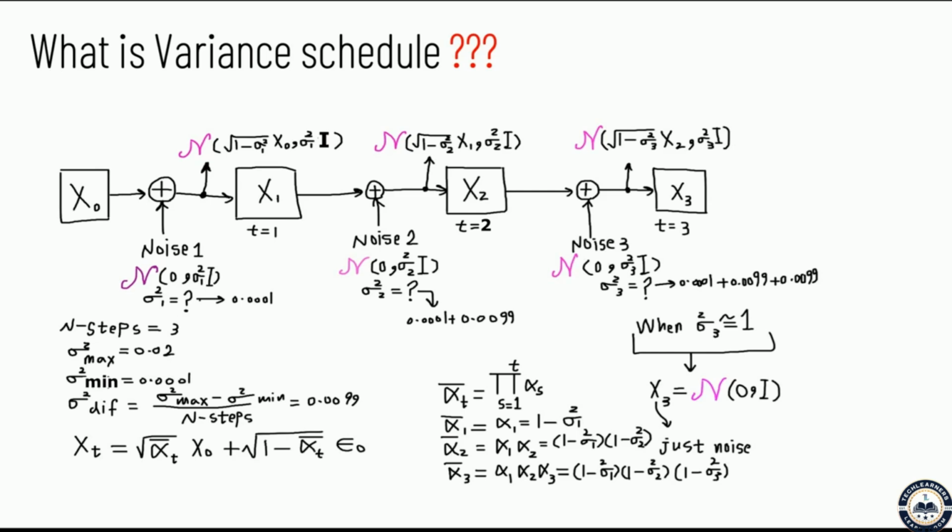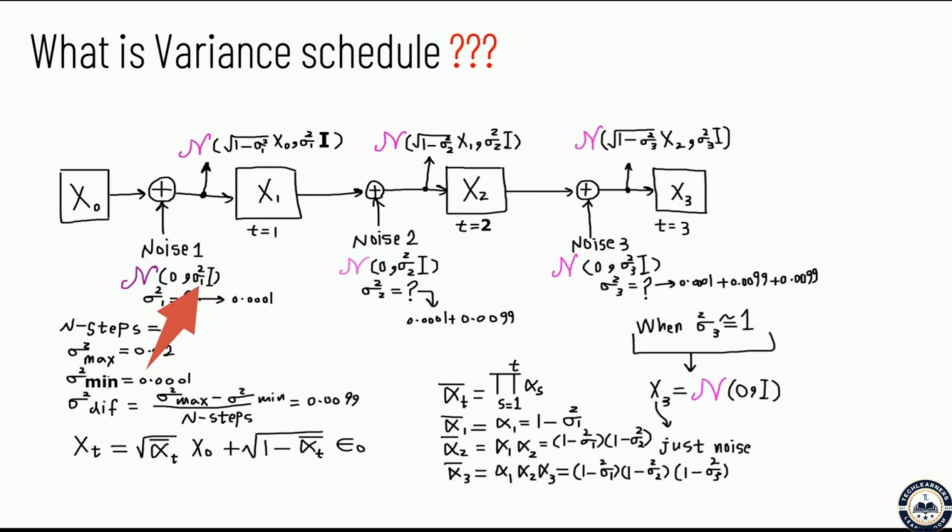Hi, in this video we'll talk about variance schedule. Let's say that we have x0, which is our clear image. We will add noise to this image. Let's call it noise 1. Here, the level of this noise will be very small.